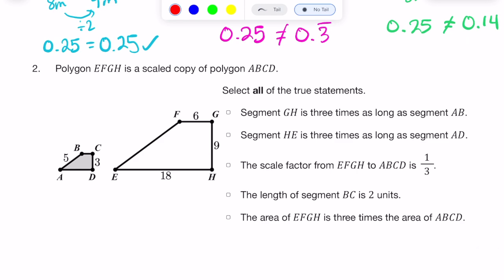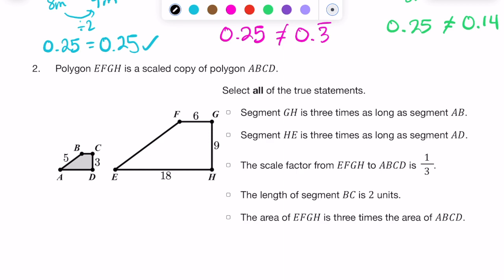All right, moving on to 2. So 2 is a select all that is true question. These can be tricky just because you have to go through every single question. So we're going to look at every single statement and evaluate whether it's true. We have polygon EFGH is a scaled copy of polygon ABCD. Select all of the true statements. First, segment GH is 3 times as long as segment AB.